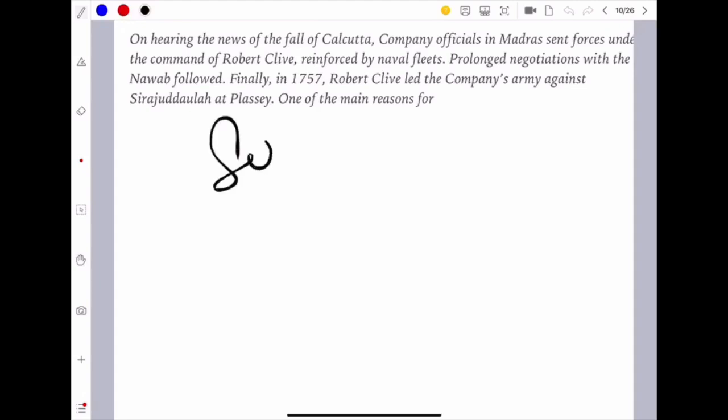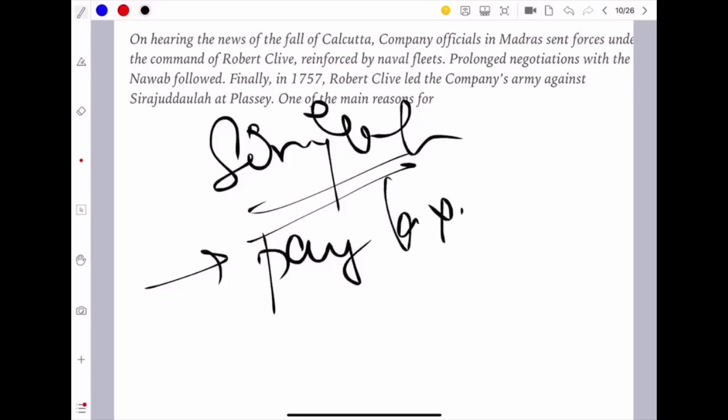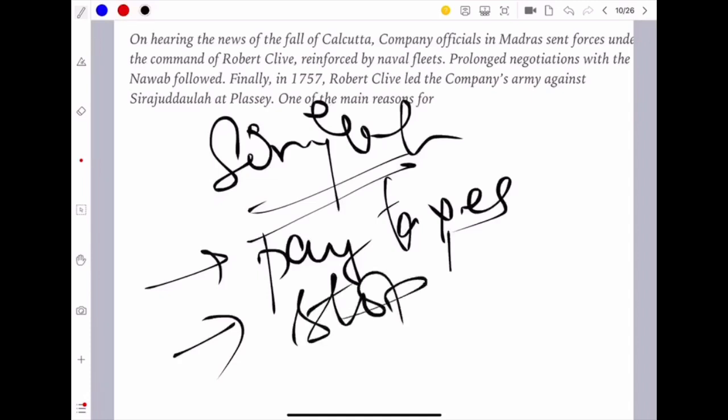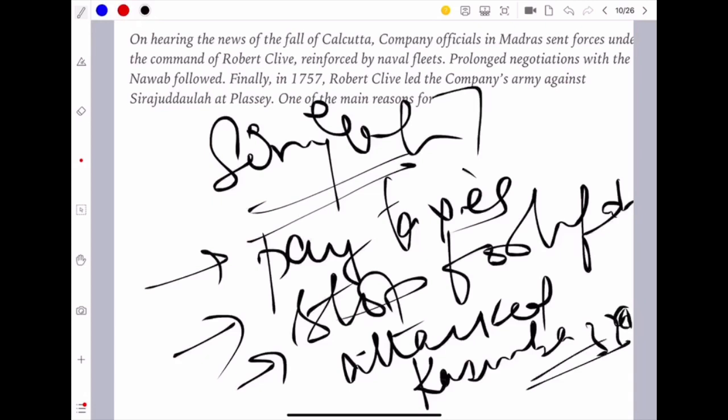When Sirajuddin was made the Nawab, as we know, the company was misusing their right to trade, right? They were misusing their rights. Then he said, pay taxes. He said, now you pay taxes, you have misused the rights a lot, right? Then he said, stop fortification. And when he attacked the Qasim Bazaar, Robert Clive killed Sirajuddaula in the Battle of Plassey, with the help of Mir Jafar.